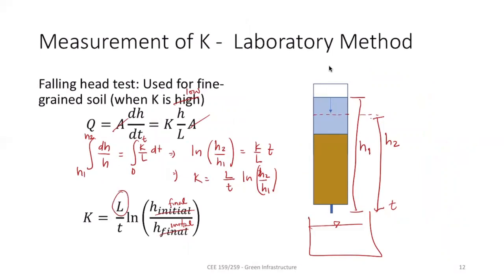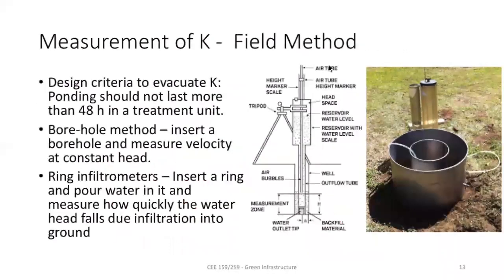You know the L, which is the depth of your filter media, the time you record, and these are the heads you record experimentally. So these are two methods. The field method is very similar to the lab methods, in the sense that you can't really collect water at the bottom, but you can measure the time it takes to infiltrate into the ground. So here is the same concept. Either you have a borehole, which is here, and you add a certain amount of water at a constant head, and then you see how long it takes for the water to go through that system.